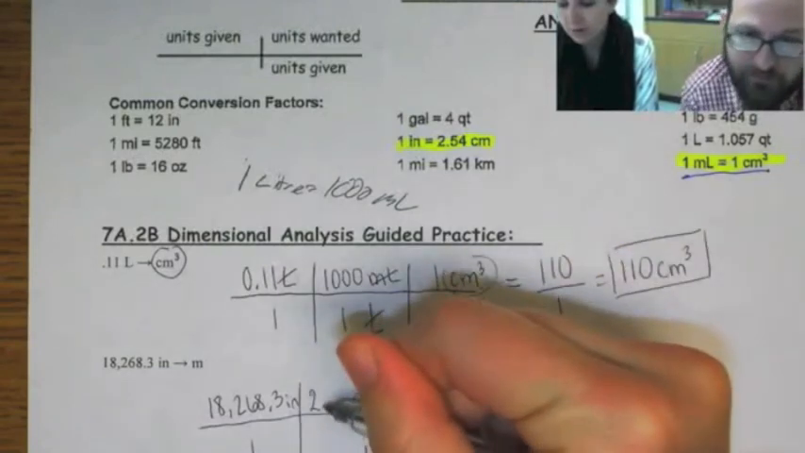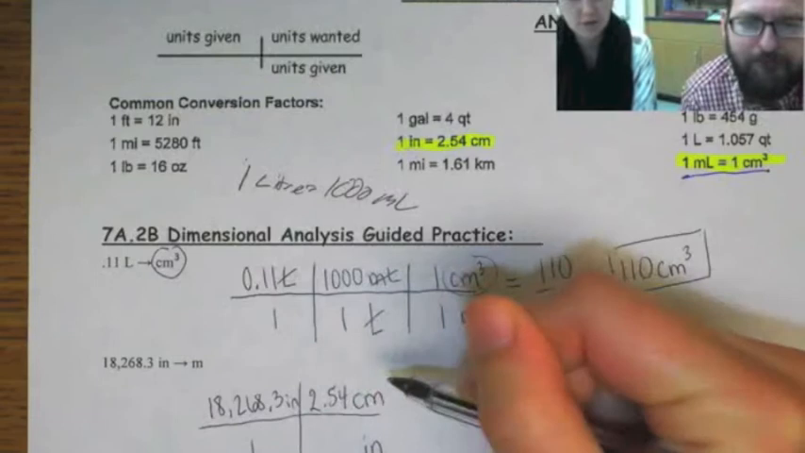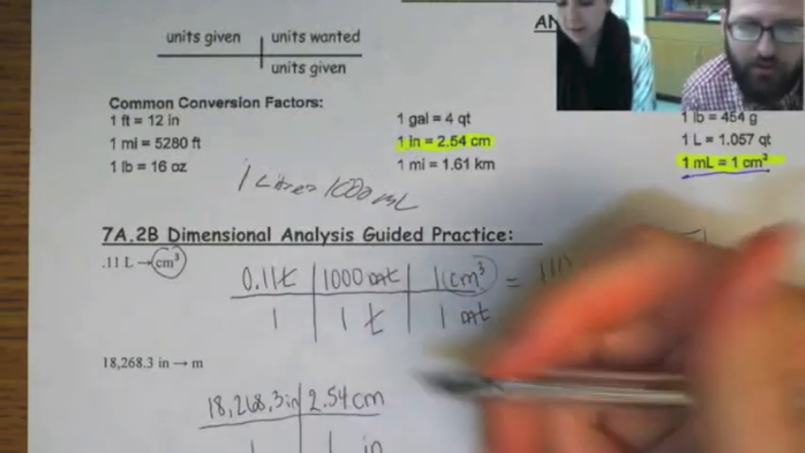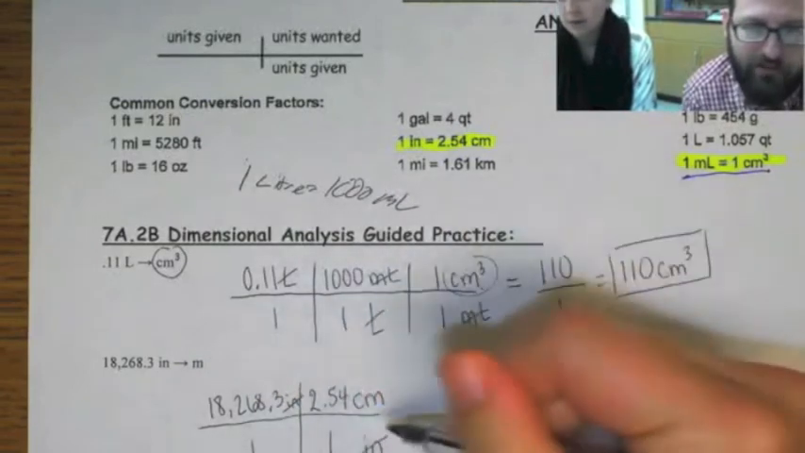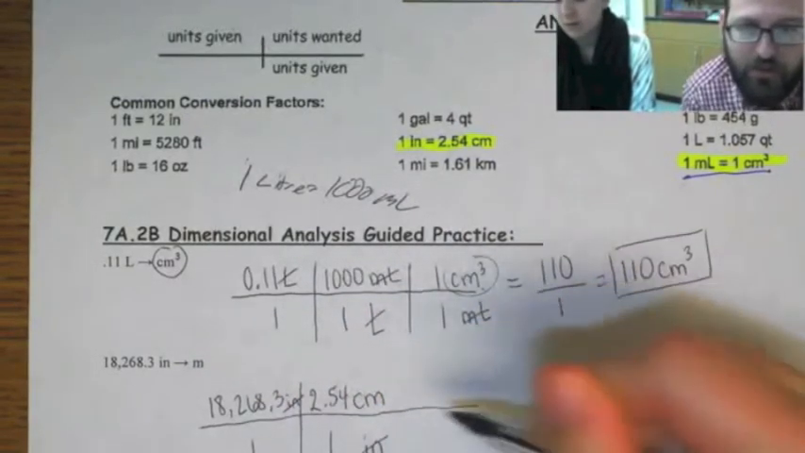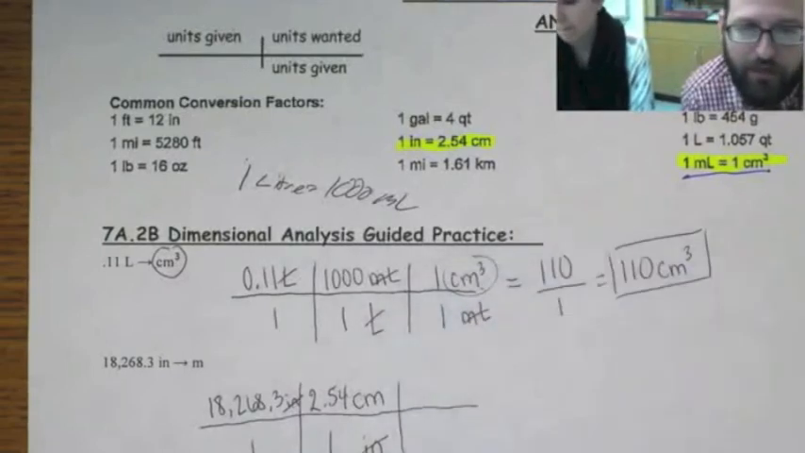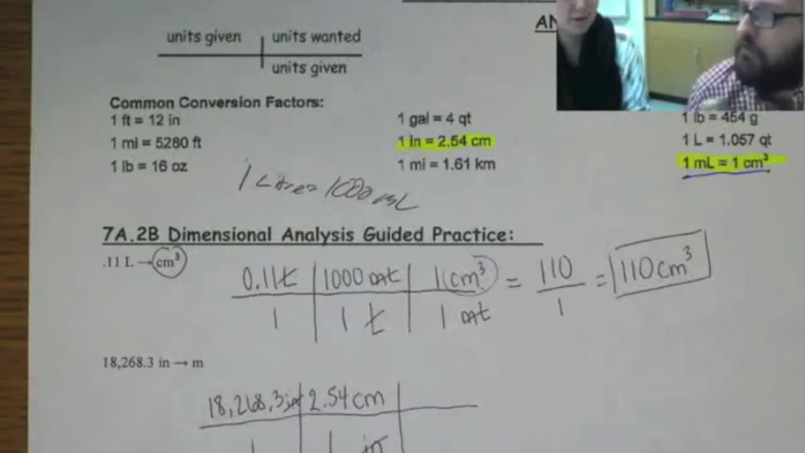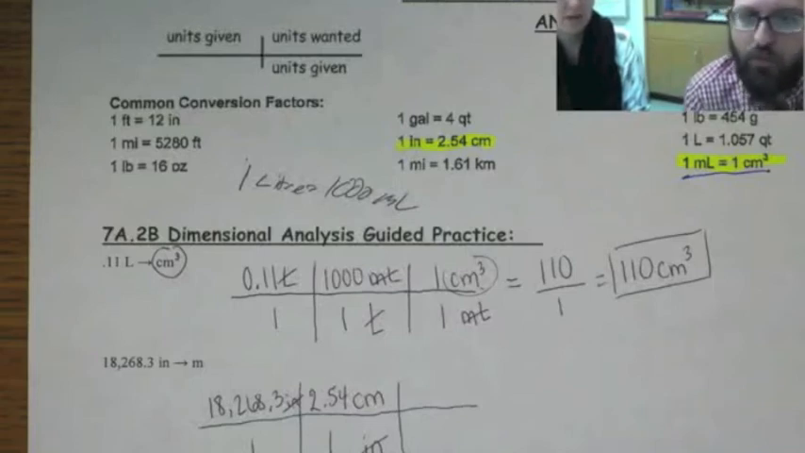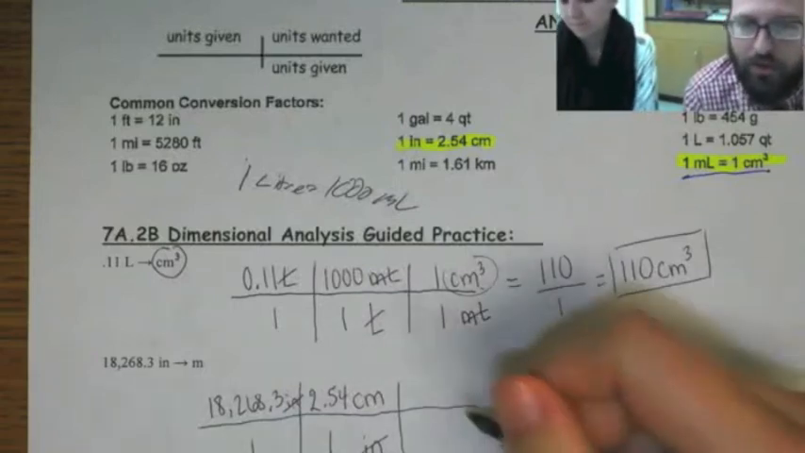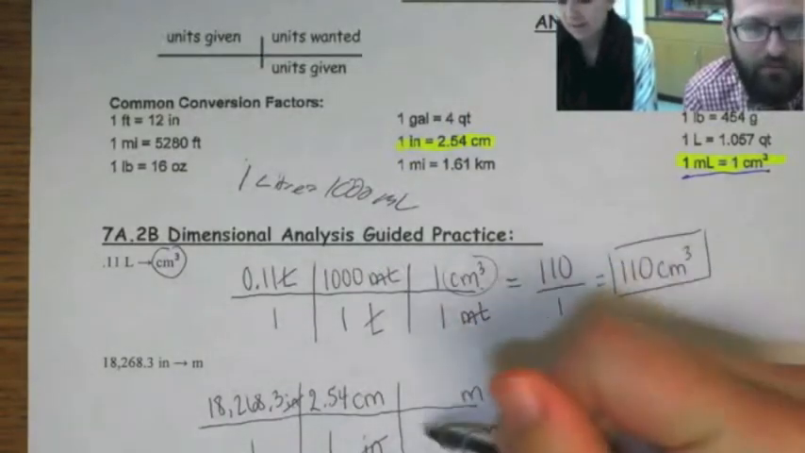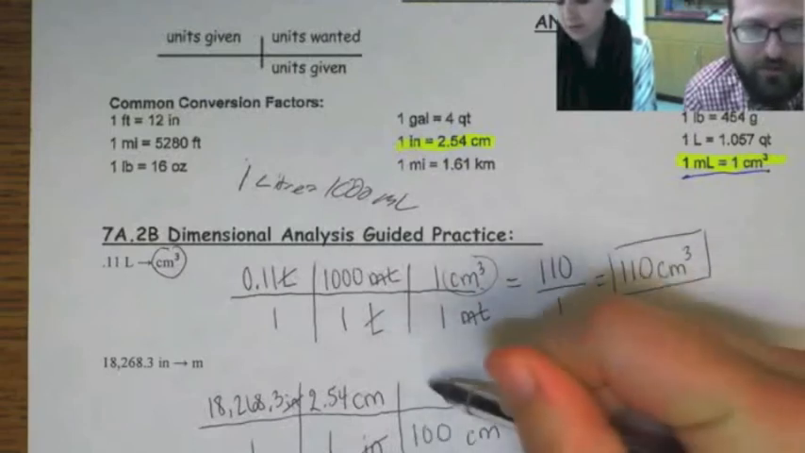My conversion factor here is 2.54 centimeters to 1 inch. But we're not there yet. Inches do cancel out, but we're at centimeters, and we're trying to get to meters. We've got one more step to go. So we need to figure out how many centimeters there are in 1 meter. I remember when we learned metric conversions that there's 100 centimeters in 1 meter. So we've got to make sure we put our centimeters on the bottom again, and the meters on top. And then 100 centimeters equals 1 meter.